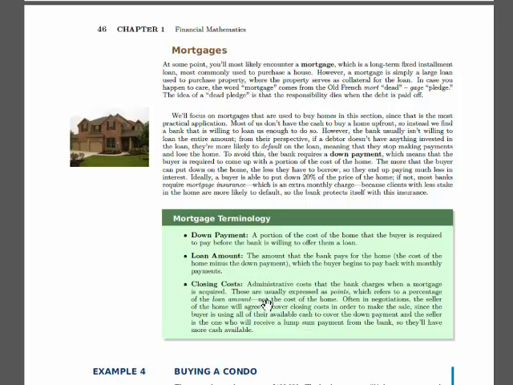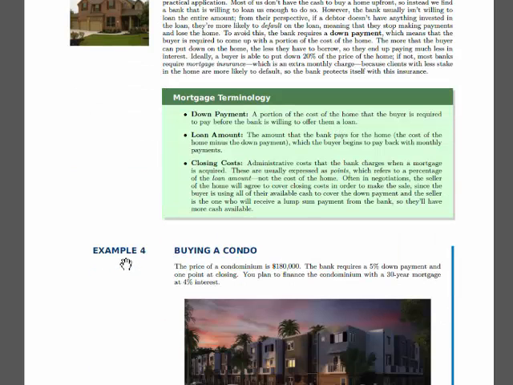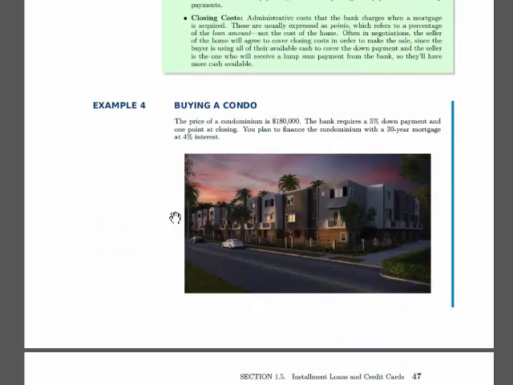And these closing costs mentioned here are just an administrative fee that the bank charges that's often covered by the seller. But if we mention this in the course of a problem, the points that are mentioned with the closing cost are percentages of the loan amount. So each point is 1% of the loan amount.